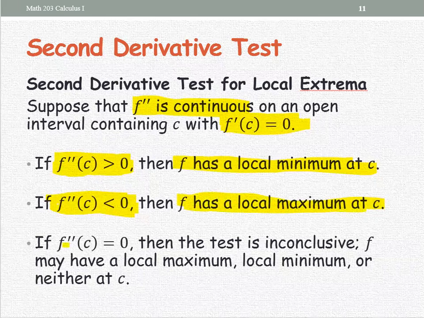If f double prime equals 0, that means the rate of change of the slope is 0. Then the test is inconclusive. That means f may or may not have a local max or local min.